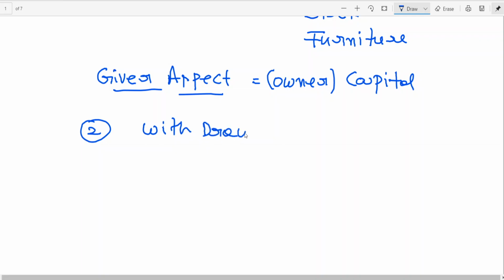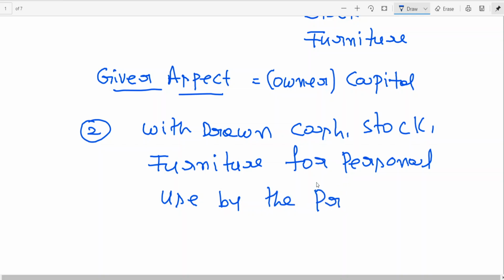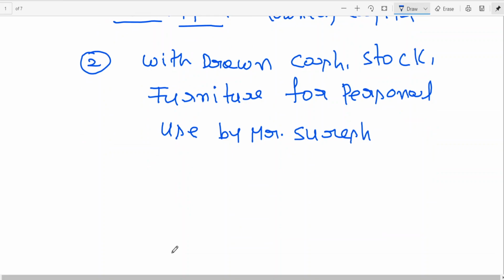Withdrawn cash, stock, furniture for personal use by Mr. Suresh. Withdrawn for personal use is called drawings.